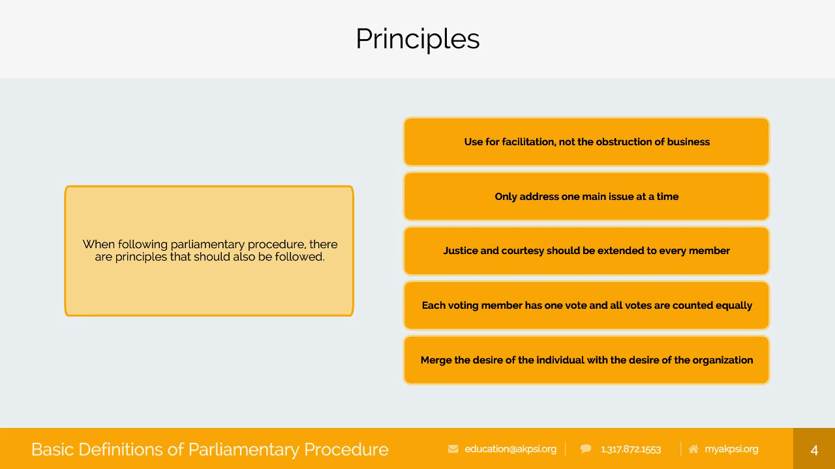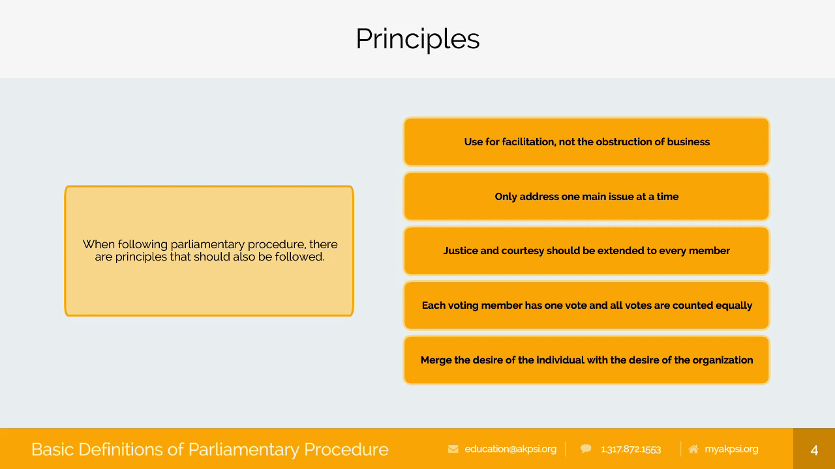Justice and courtesy should be extended to every member. All members have the right to ask for clarification or bring up a point of discussion. The minority has an equal right to speak on the issue and to be heard in full, fair, and equitable debate. While the minority has the right to speak and should speak on their grievances about the issue, it is also important to remember the majority will make the final decision.